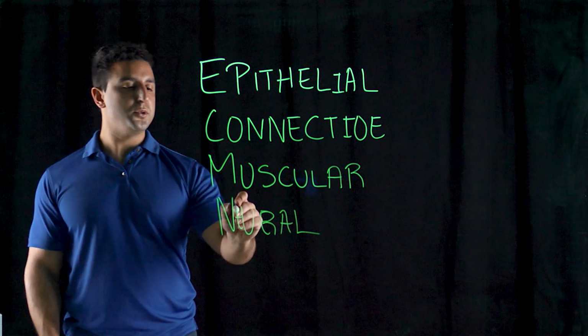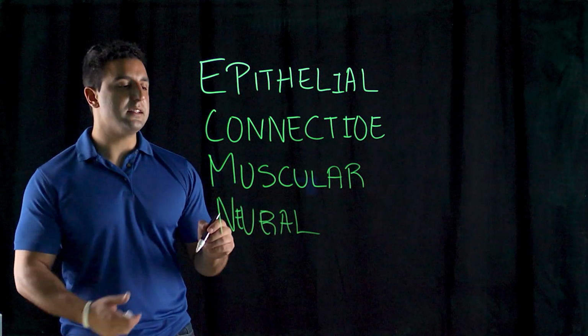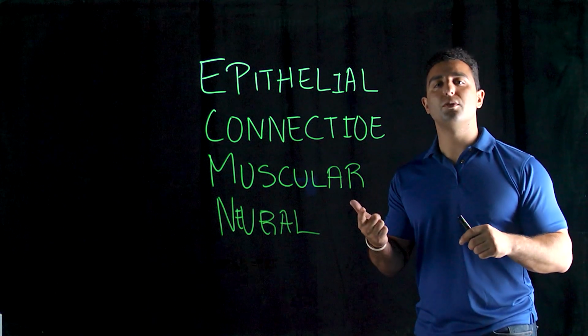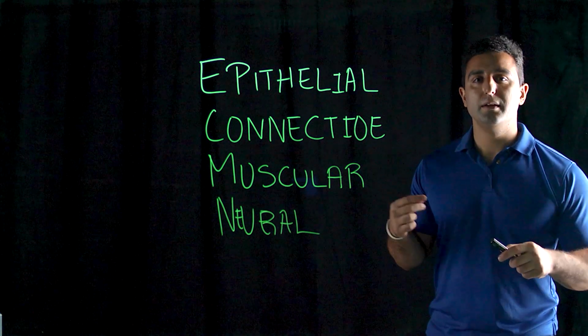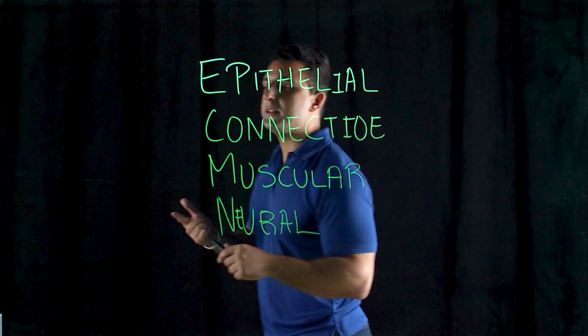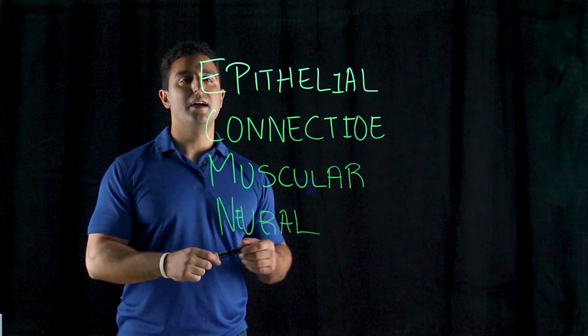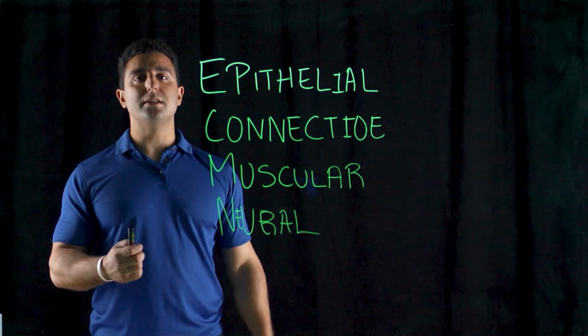Okay, neural tissue is what? Basically it is part of your nervous system. So what's part of your nervous system? Brain, spinal cord, nerves. What's the function of them? Receive information, process information, and transmit information. So these are the 4 different types of tissue that make up our entire bodies.